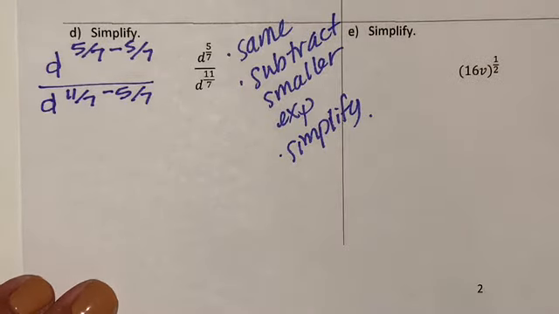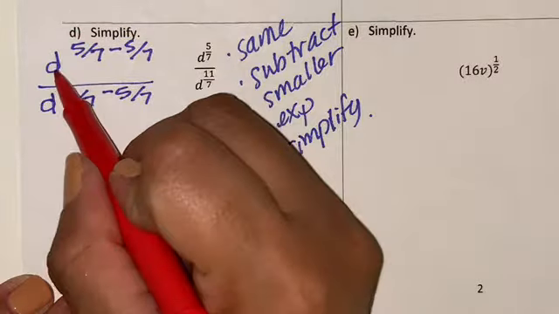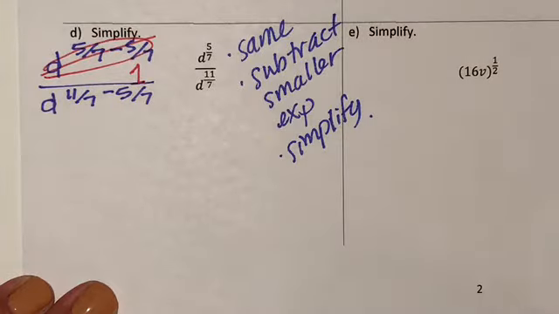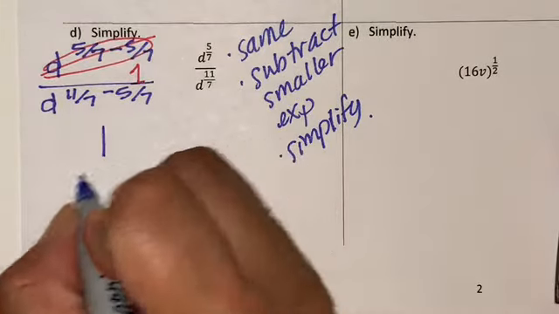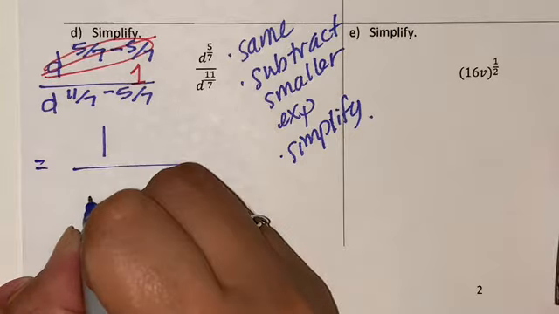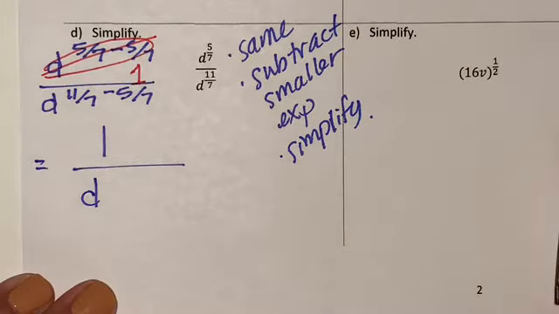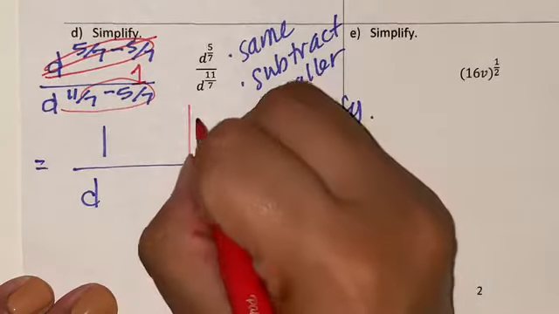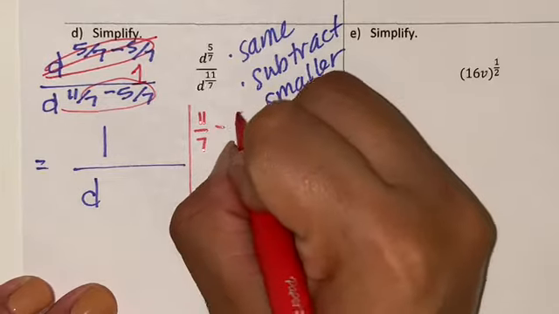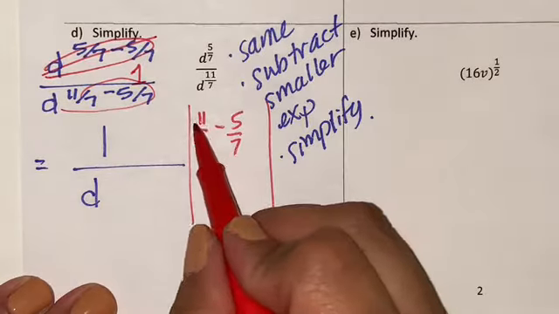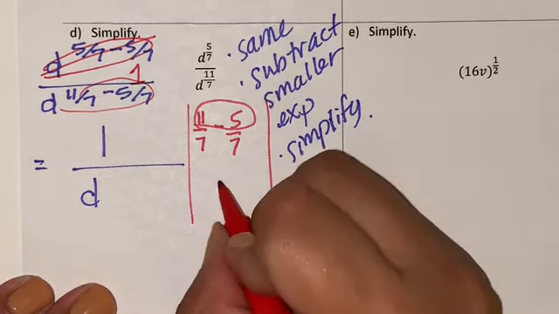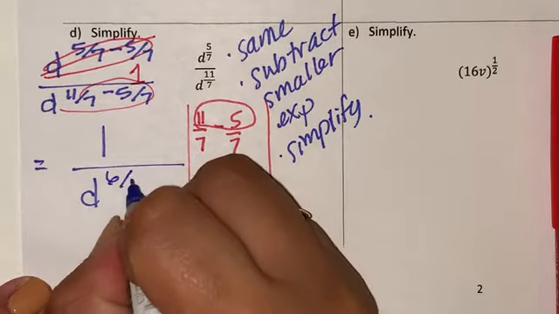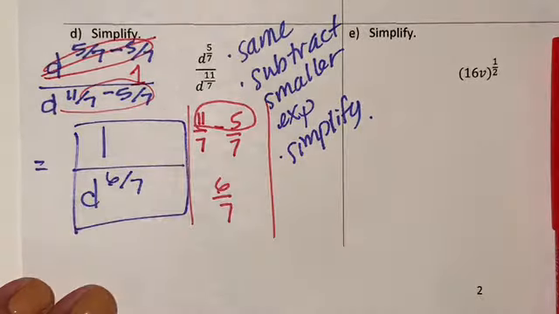So at the top, all of this is going to go away. And then I'm left with the number 1. So then when I simplify, it's going to be 1 over D. And then let's work the fractions kind of over here on their own. 11 over 7 minus 5 over 7. You're just going to subtract the numerators, and that's going to be 6 over 7. I get 6/7, and that's my solution.